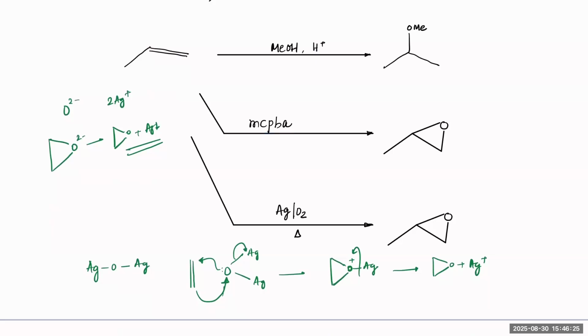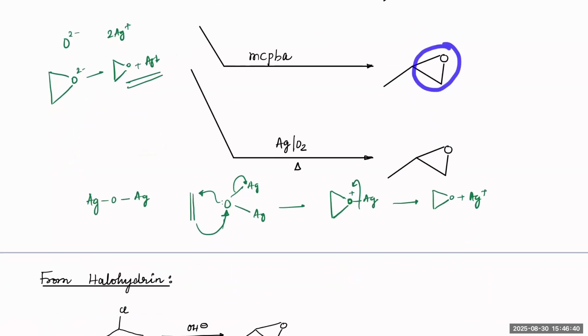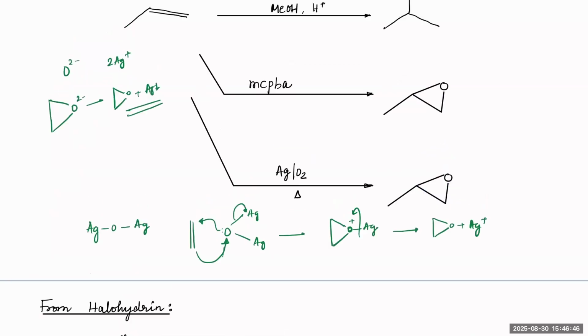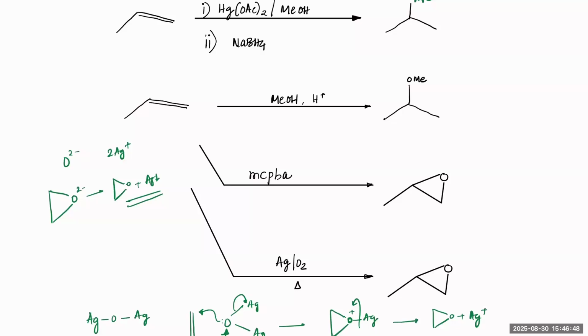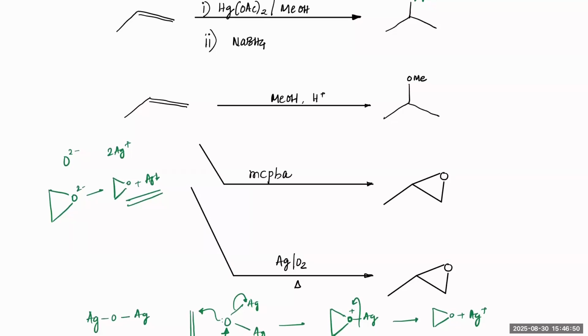MCPBA has a peroxy linkage. So the peroxy group will go with oxygen, and it gets linked on both ends. So you will get an epoxy alkane, or simply we call it oxirane. Ag2O and heat will also give you the oxirane form like this. So these are all things we have discussed as a part of pi bond reactions as well.